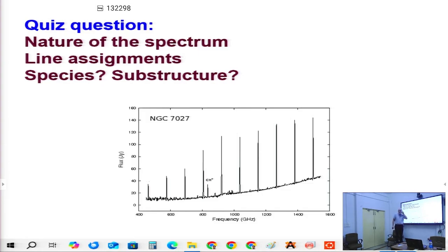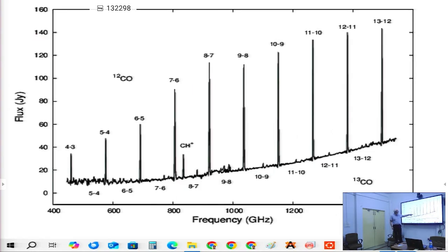This is a galaxy. I'm not sure which one is the highest? Yeah. So these are meant to be the same spectrum. It's just a slightly bigger scale. Which one's got the assignments on it?